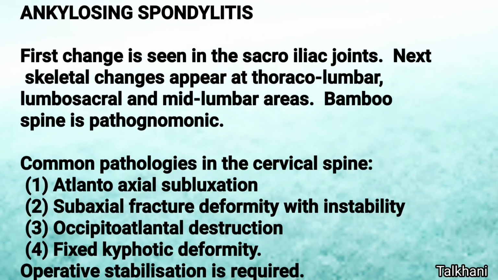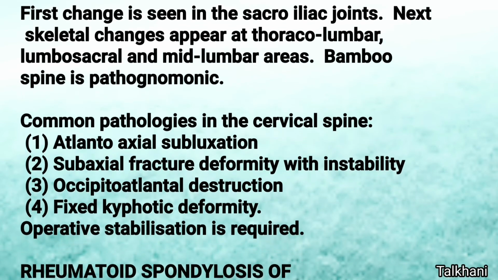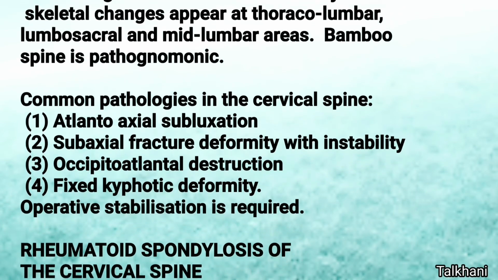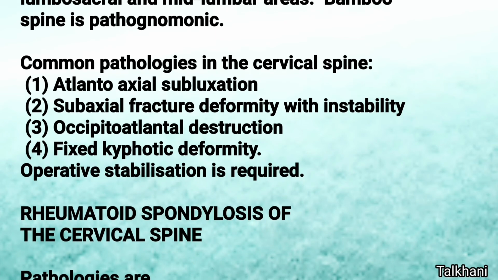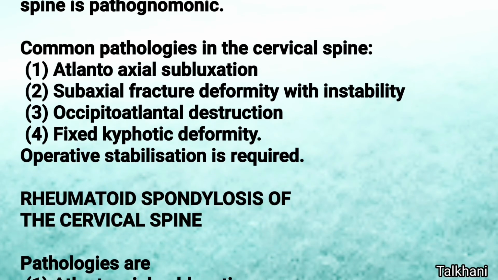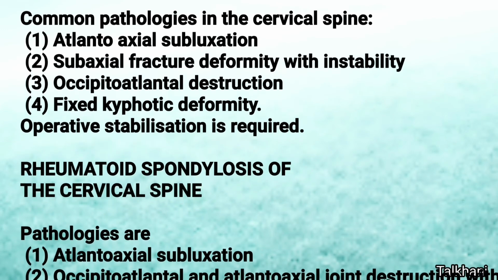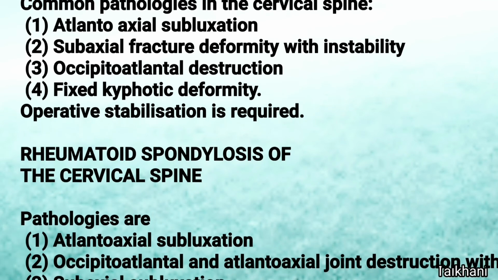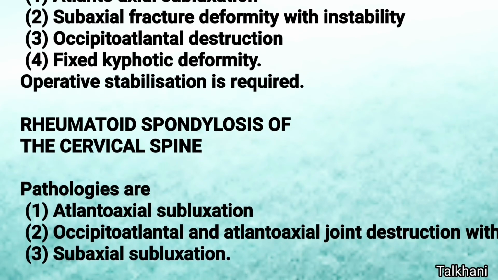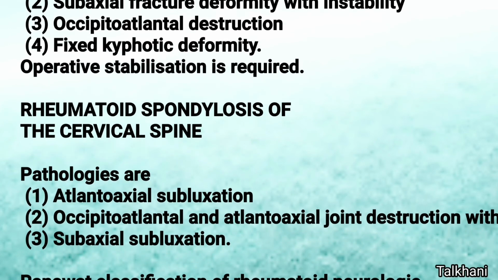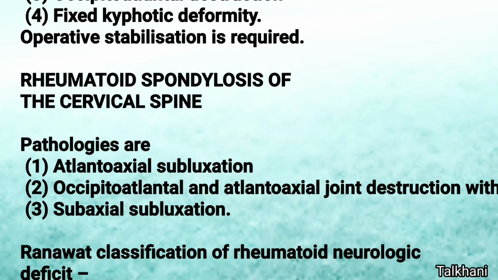Ankylosing spondylitis of cervical spine. First change is seen in sacroiliac joints. Next, skeletal changes appear at thoracolumbar, lumbosacral and mid-lumbar areas. Bamboo spine is pathognomonic. Common pathologies in the cervical spine affected with ankylosing spondylitis are: 1. Atlantoaxial subluxation. 2. Subaxial fracture deformity with instability. 3. Occipito-atlantal destruction. 4. Fixed kyphotic deformity. Operative stabilization is required for these conditions.